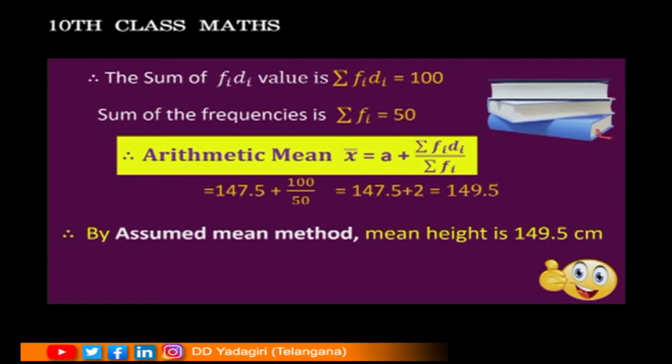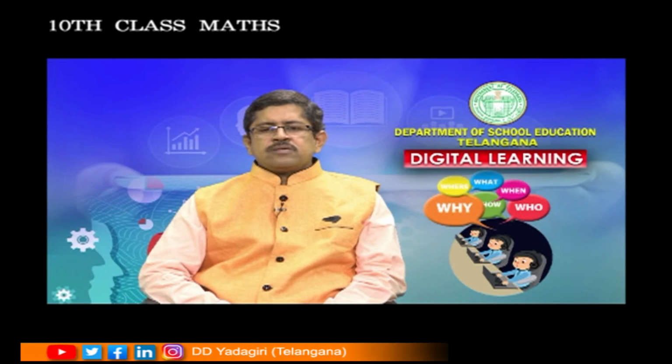So when you compare the earlier method and this method, in this method the calculation has become comparatively easier by introducing a simple term called assumed mean. Now what if you want to make the calculation much easier? How do you do the calculation much more easily?